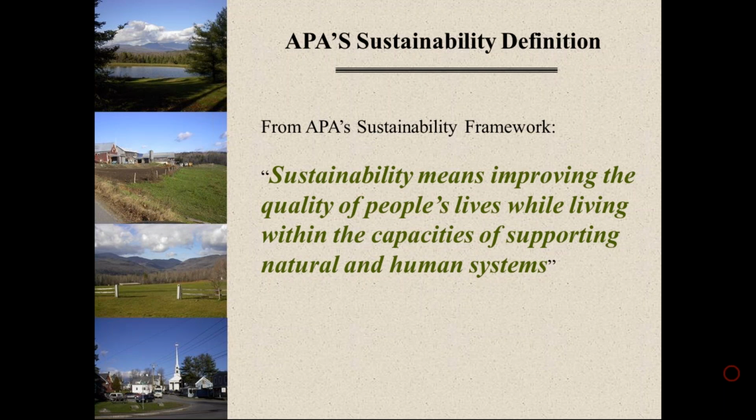The other definition that comes up is APA's from their sustainability framework. And it started coming up since they revised the exam in 2017. And that is, sustainability means improving the quality of people's lives while living within the capacities of supporting natural and human systems. And unfortunately, you need to know both of them, and you need to know which one's APA's and which one is the classic one. Okay? Because they'll come up in different ways on the exam.